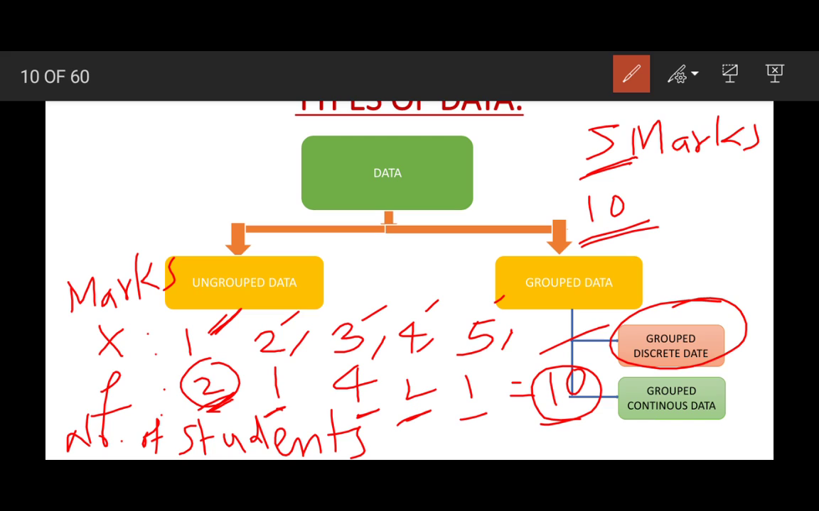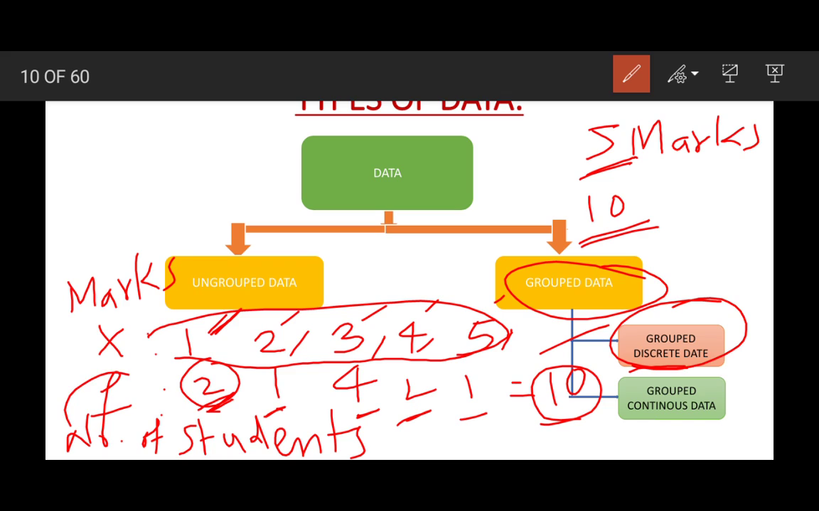Now since x values are different or discrete, it is known as grouped discrete data. When I say grouped, it means frequency is given. Frequency given means it is grouped data, and if the x values are distinct, then it is discrete data. So grouped discrete data.